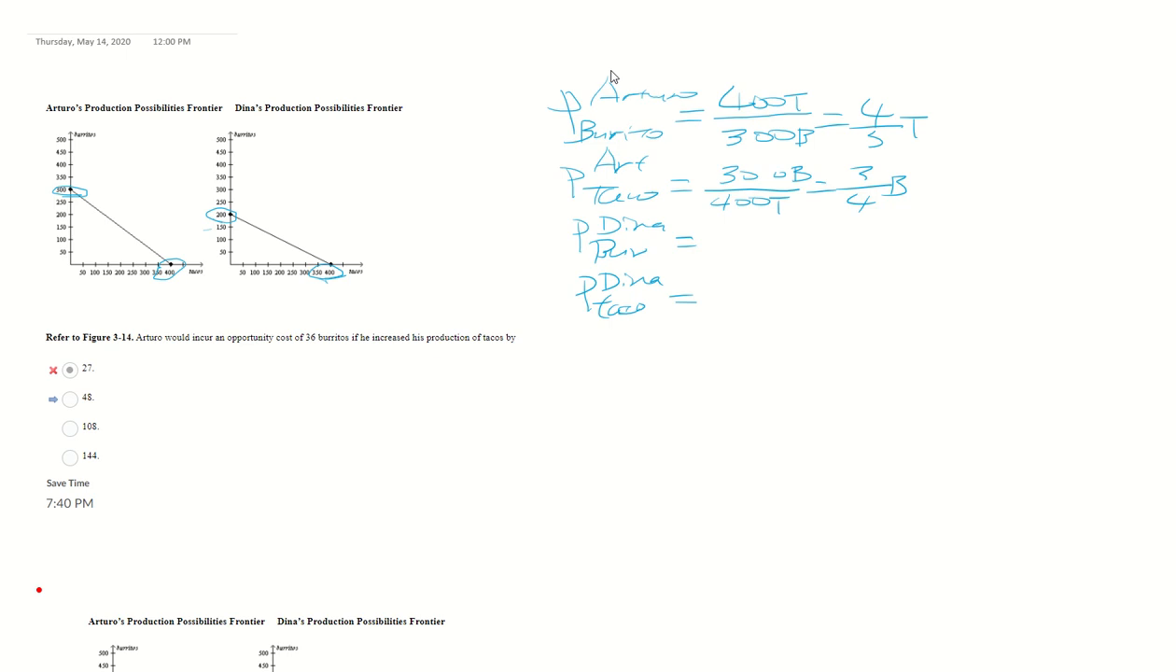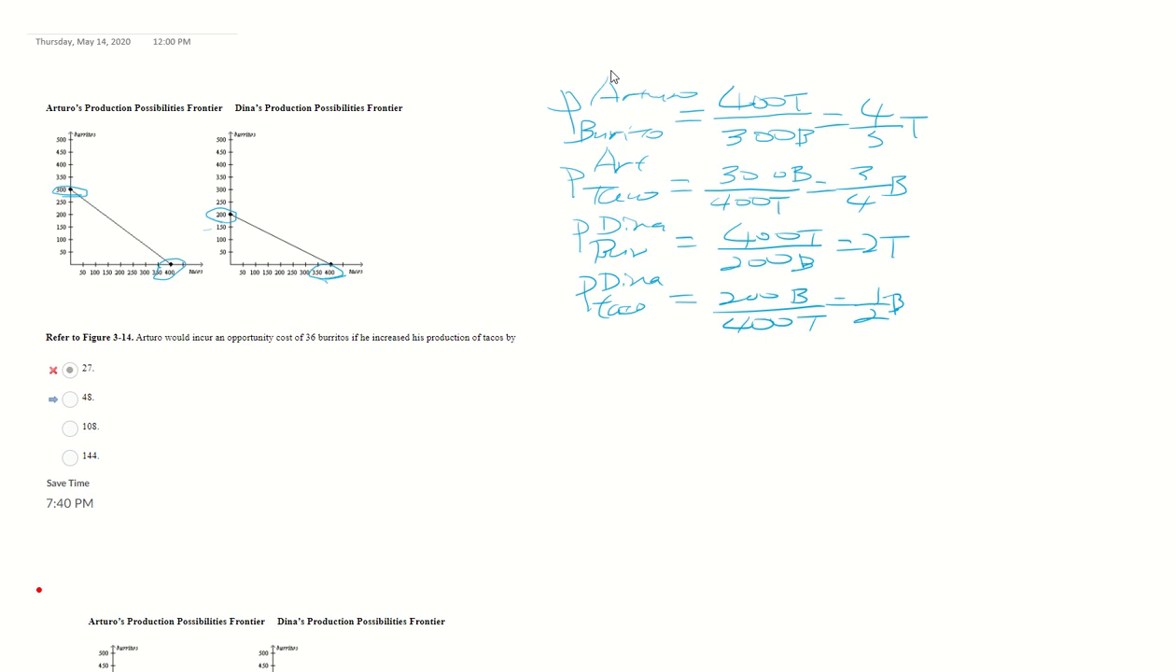And then Dina: the maximum burritos for Dina is 200, and she can also produce 400 tacos. So tacos on top, and this will be 2 tacos for every burrito. And then for this one, 200 burritos on top, 400 tacos at the bottom. This will be half a burrito. So for every taco she produces, it costs her half a burrito.